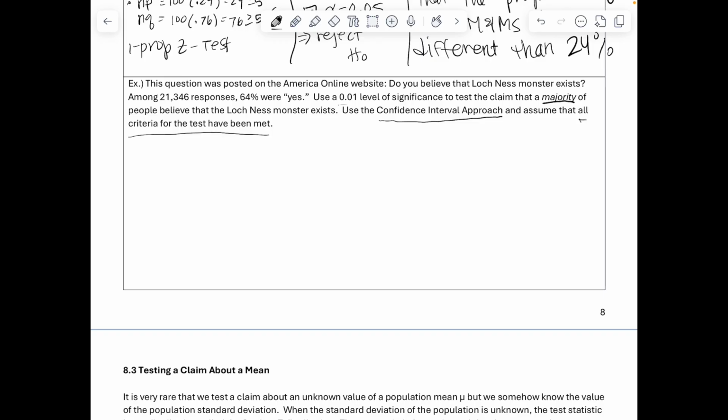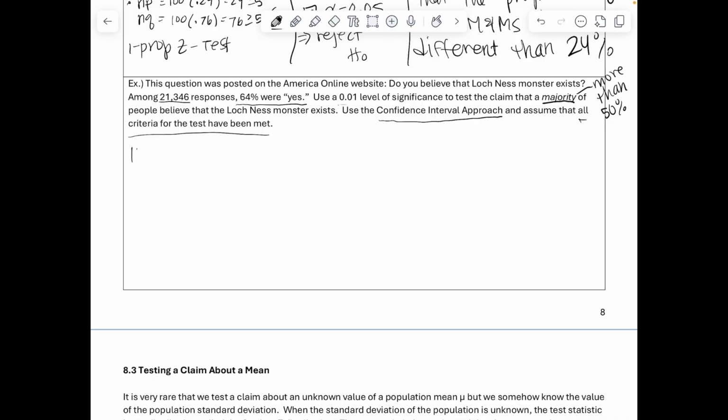So this is majority. And so majority, what this means is more than 50%. So more than half would be a majority. And so reading this again, we have quite a few responses, so 21,346. 64% of them said yes. They believe in the Loch Ness Monster existing.